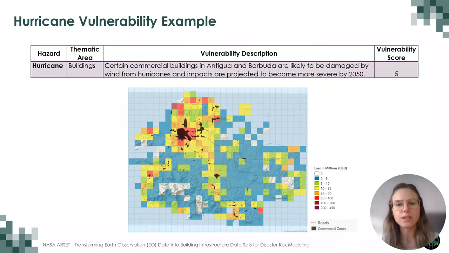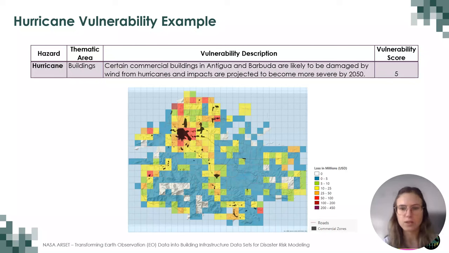So now let's look at some examples. This is an example of a vulnerability for hurricanes and thematic area buildings. And it reads, certain commercial buildings in Antigua and Barbuda are likely to be damaged by wind from hurricanes, and impacts are projected to become more severe by 2050. It's very important that when we state the vulnerabilities and we describe them, we do it in layman terms, in an easy way for everyone to understand. And in this case, we assigned a vulnerability score of 5 that in our ranking was the highest. And this score is based on the combination of the potential impact and the adaptive capacity. So as I mentioned before in the framework, that is the way that we define vulnerabilities, combining both.